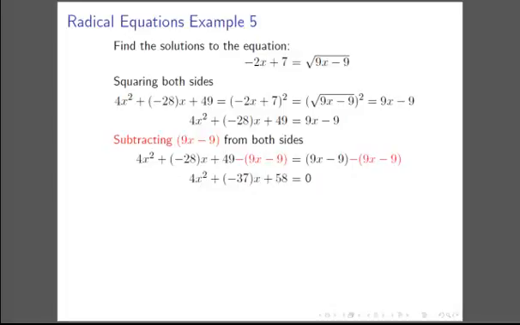Now that we have 0 on one side of our quadratic equation, we can solve it using the quadratic formula. Doing this, we find the solutions x equals 2 and x equals 7.25. If you wish to see the steps of the quadratic formula done out, click the link to the left.